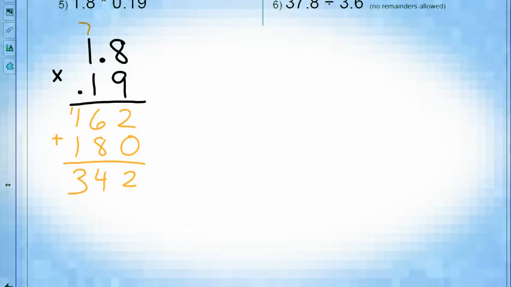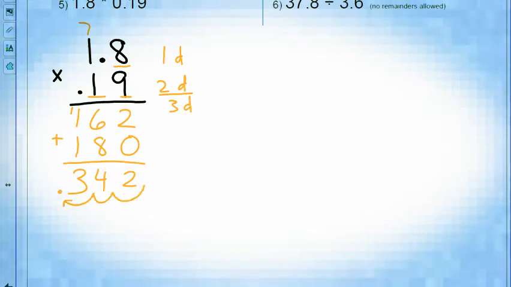But of course, that answer is 10, 100, 1,000 times too big. I have 1 decimal digit after the decimal point there, 2 here for a total of 3. So I need to move it over 1, 2, 3 times. All right, and that's all there is to it.